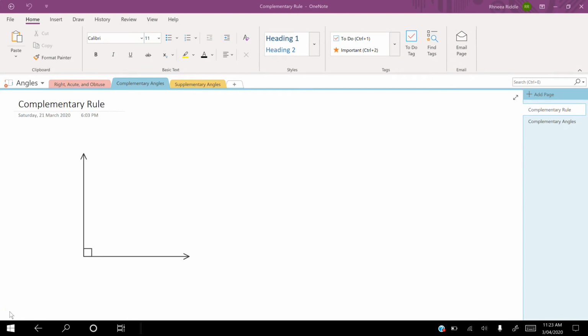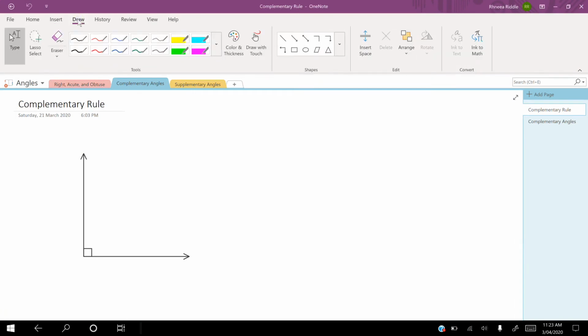Today we are going to be learning more on angles and specifically about the complementary rule. If we remember from yesterday, we have specific angles called right angles and they make up 90 degrees. We can know where these angles are because of this symbol here. So when we have multiple different angles that come together to make a 90-degree angle, they are called complementary angles.